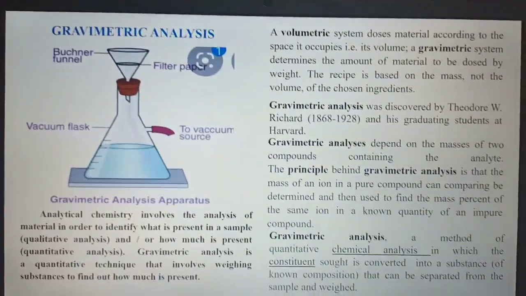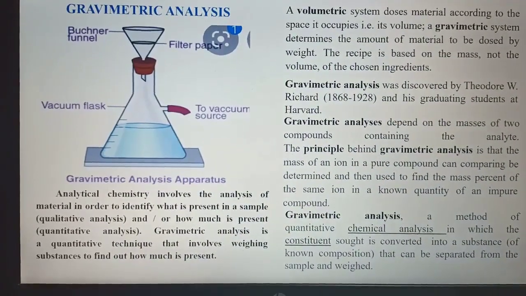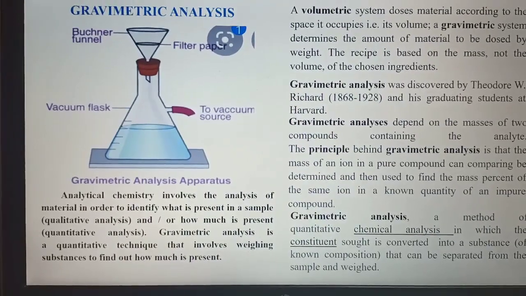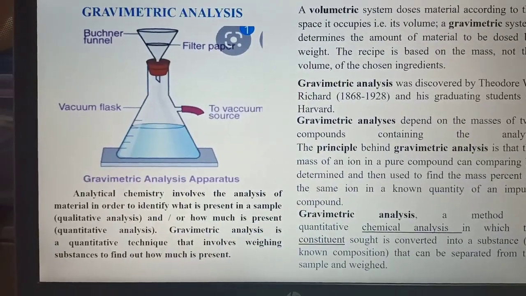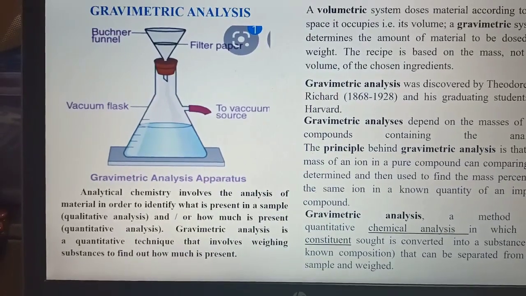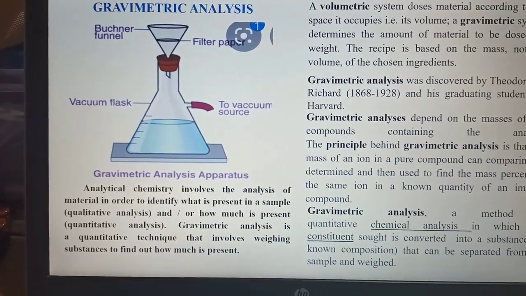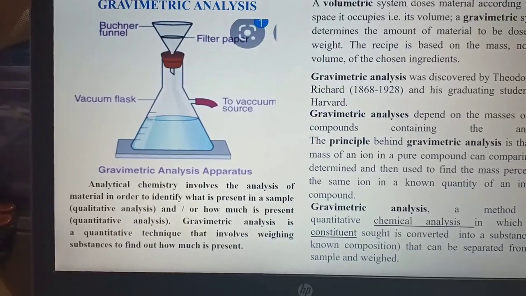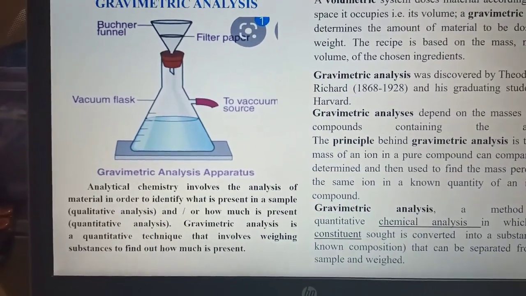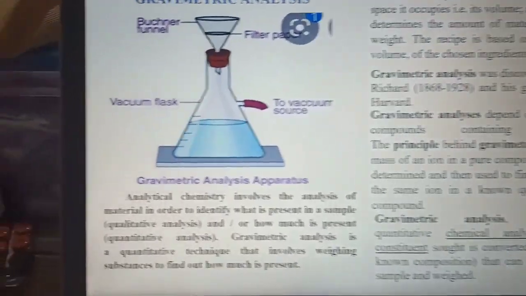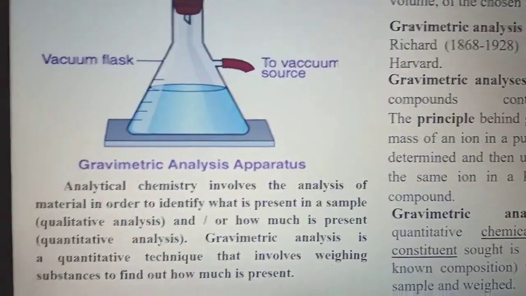That is the first slide. What is gravimetric analysis? Let us see the picture consisting of a Buchner funnel holding a filter paper in a conical flask, connected to a vacuum pump. This is a simple instrument needed for gravimetric analysis in almost all cases.